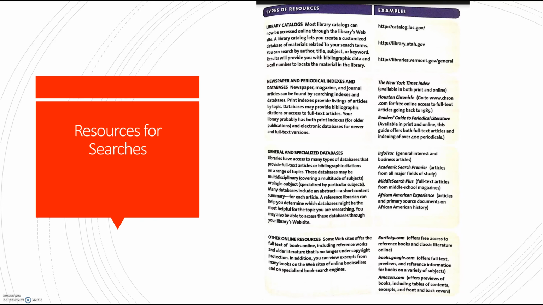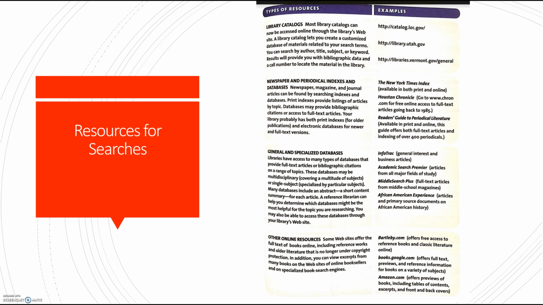However, you can access newspaper and periodical indexes. For example, the New York Times, Houston Chronicle, Reader's Guide to Periodical Literature. If you look for a database for your topic, there's a pretty good chance that you will find one that is open. Sometimes it takes a little digging.